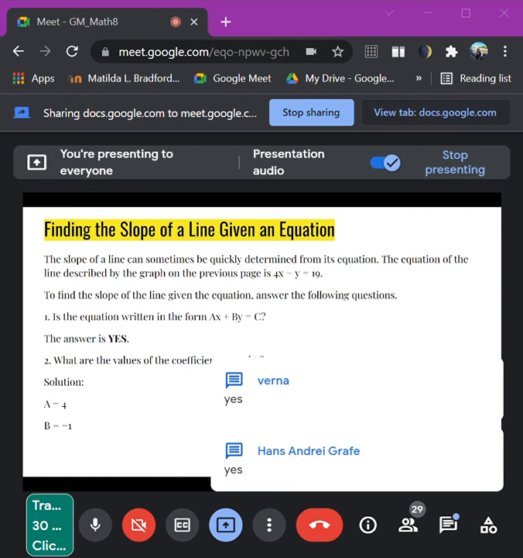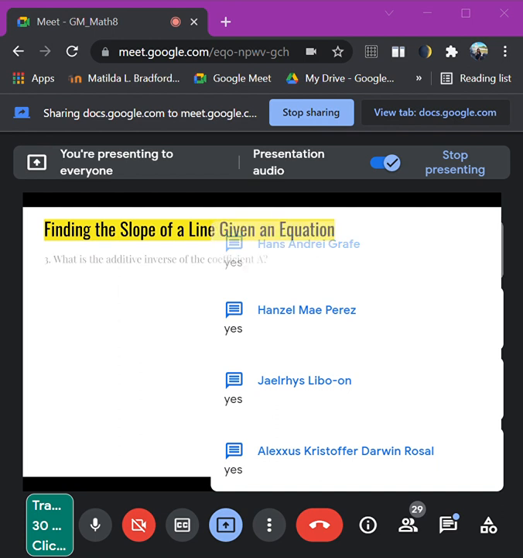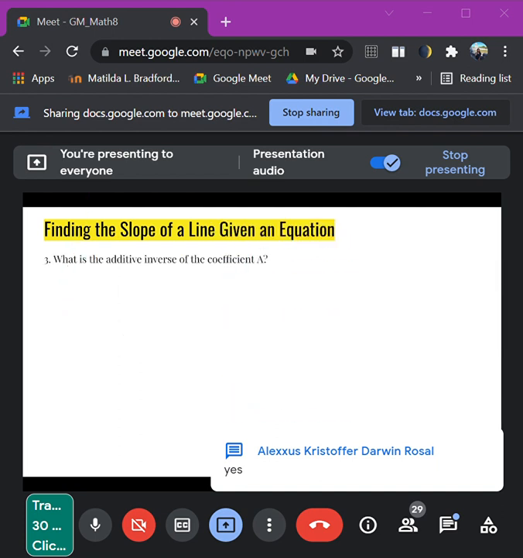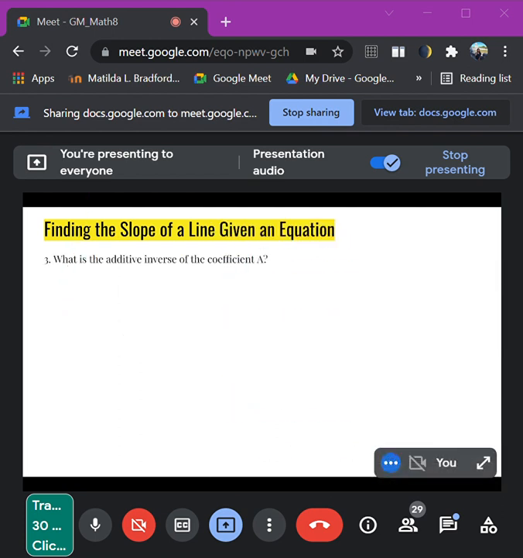Okay. So, now this time, class, is for the next question. What is the additive inverse of the coefficient a? Di ba 4 man ni siya? So, unsay additive inverse or unsay iyang opposite?